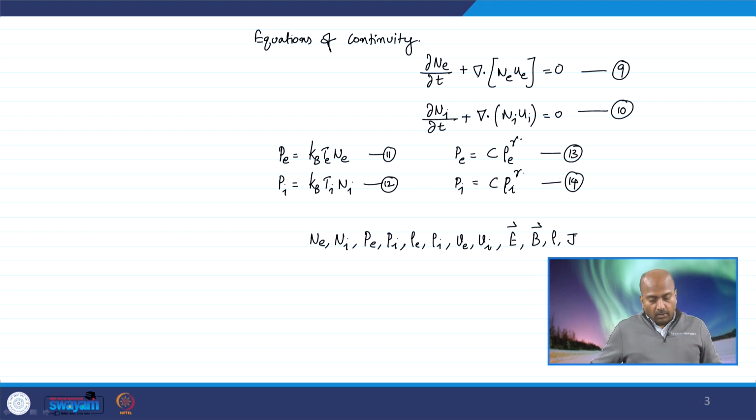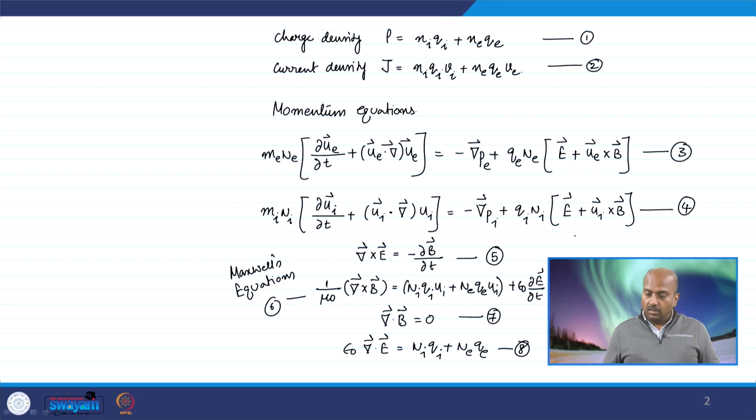Right? Now, if you look at these equations carefully, equation number 3, 4, 5, and 6. These are vector equations.